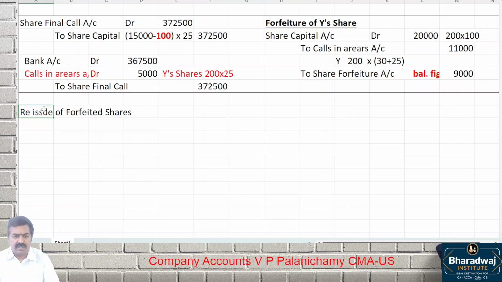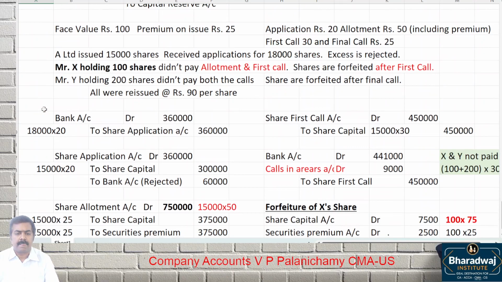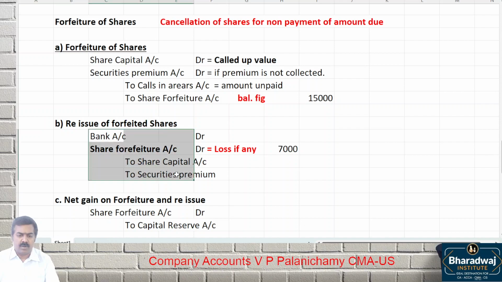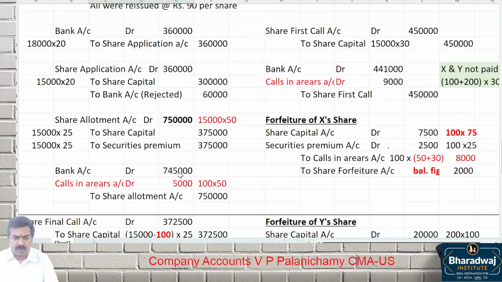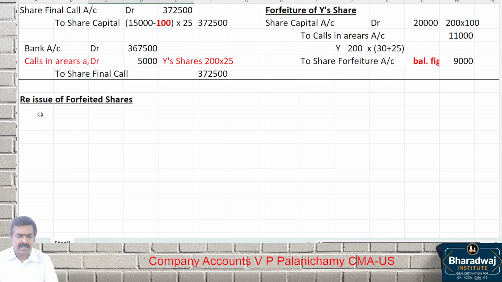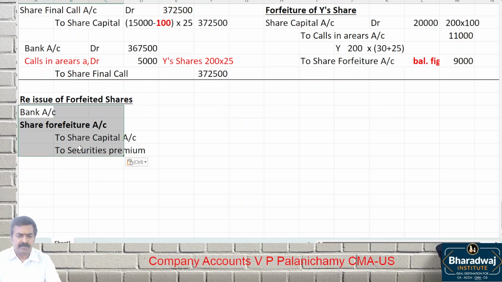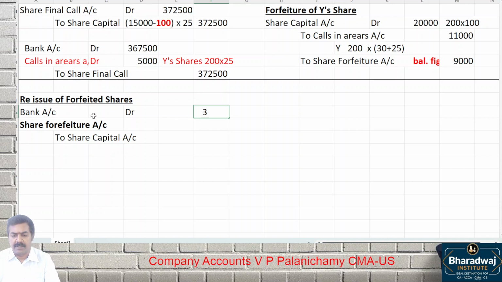What is the journal entry we learned for reissue of forfeited shares? Bank account debtor, share forfeiture account debtor, to share capital, to which account? Securities premium. இங்க பிரீமியத்தில் issue பண்ணல. The shares are reissued for how much? எவ்வளவு share cancel பண்ணிருக்கோம்? 300 shares. Look at the question. All the shares are reissued at 90. 300 into 90. This is the amount collected for reissue. What is the amount collected? 27,000.